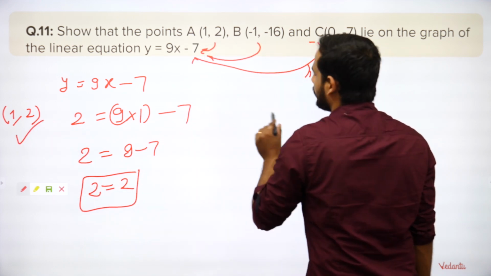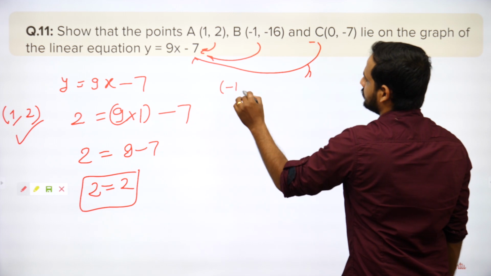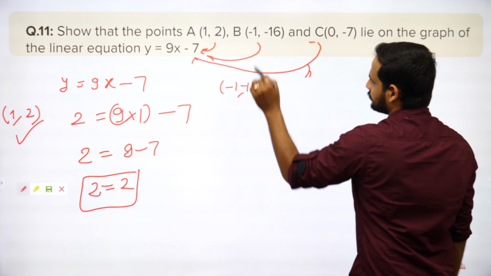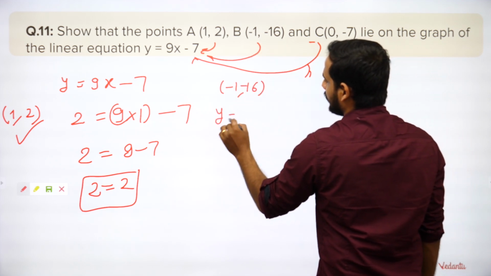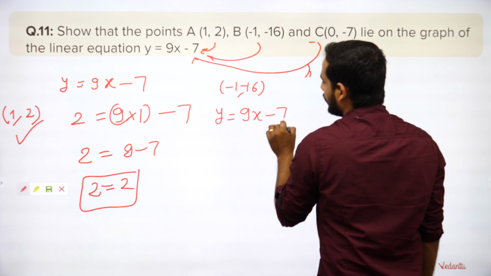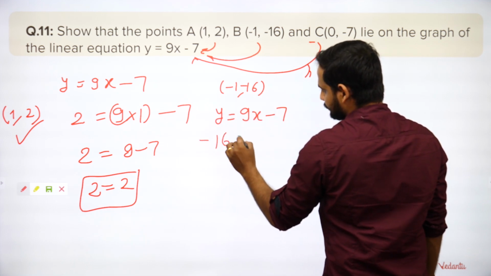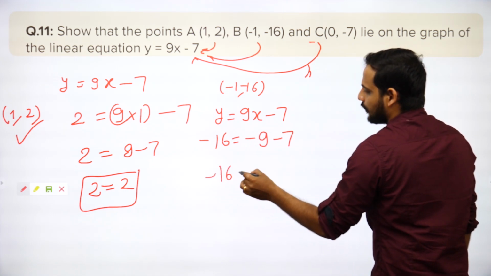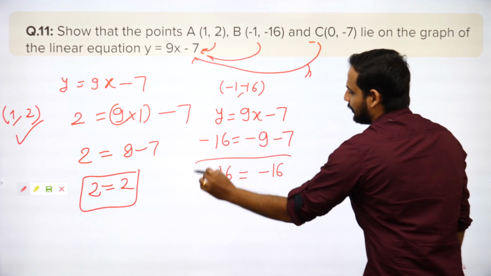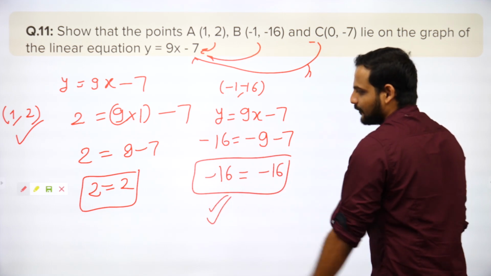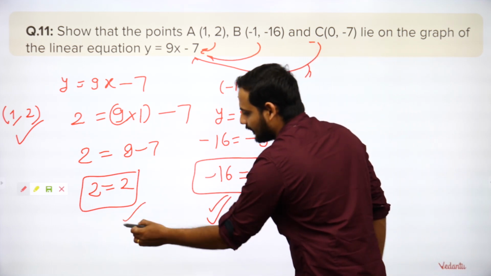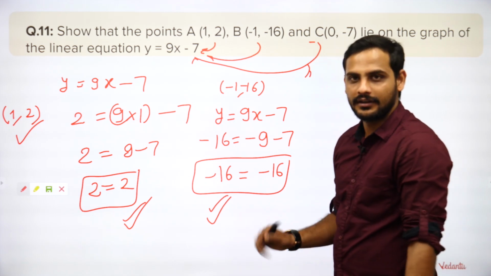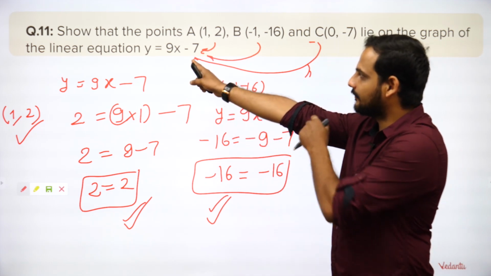Next point is (-1, -16). What is the equation? y = 9x - 7. Put y = -16, x = -1: -16 = 9 times -1, minus 7. Again you got -16 is equal to -16. That means it is also satisfying. These 2 points are definitely lying on the graph of this equation.